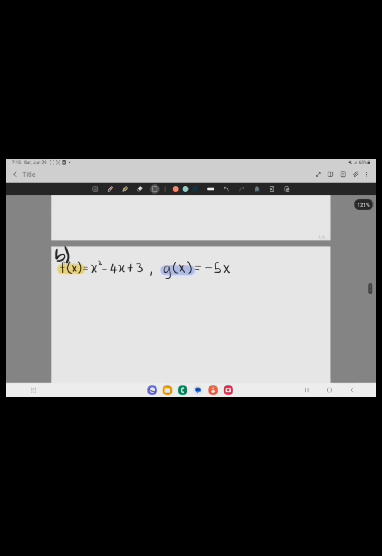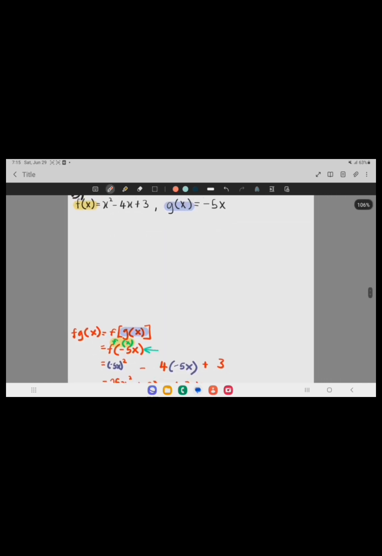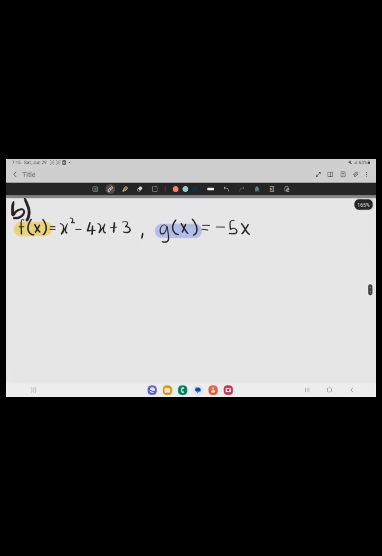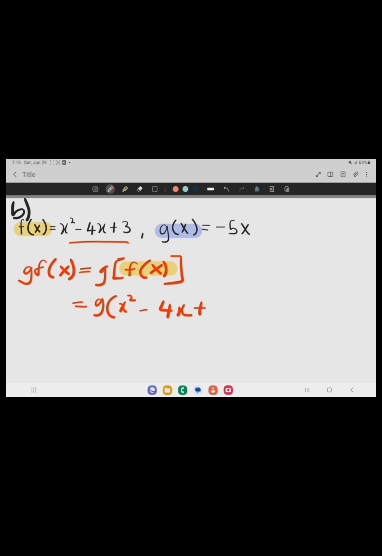Okay, so now we are going to find gf(x). Again, the same thing. The first step must be splitting. You just split them by putting a bracket in between g and f. And then the next step is you are going to substitute the f(x), which is x squared minus 4x plus 3.